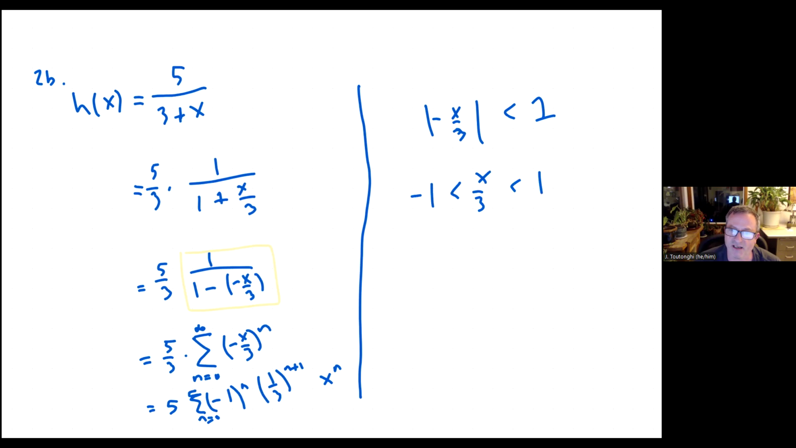Multiply all this by 3, you get x is between negative 3 and 3. Again, this is centered at 0, so we have the interval from negative 3 to 3. That total distance is 6, divided by 2, or just recognize the radius of convergence is 3.